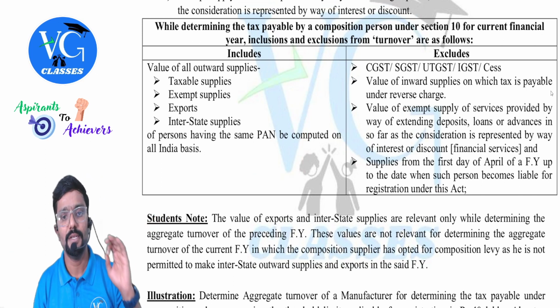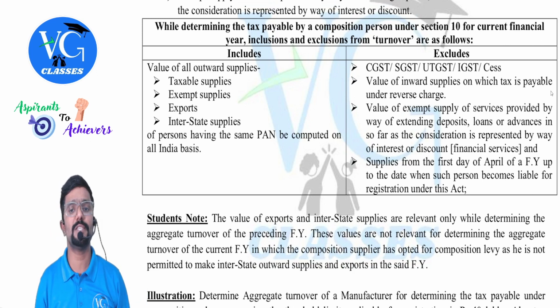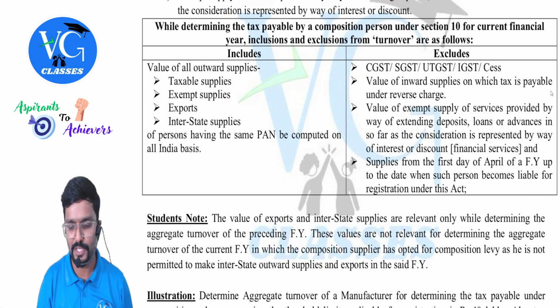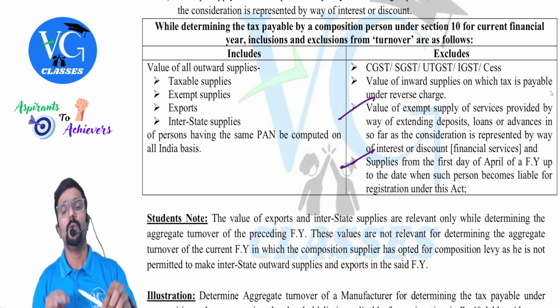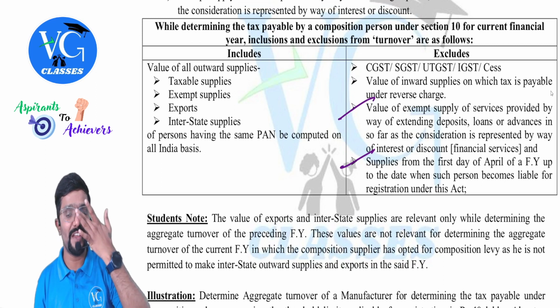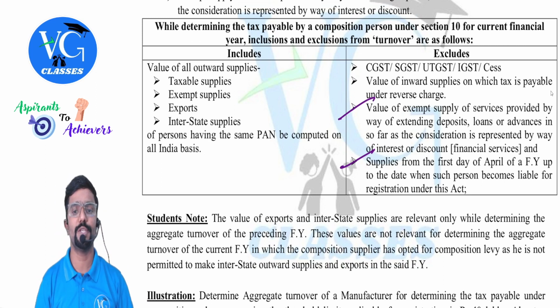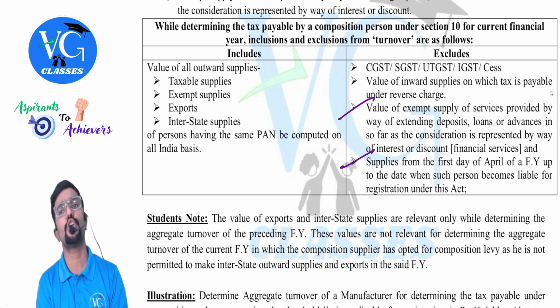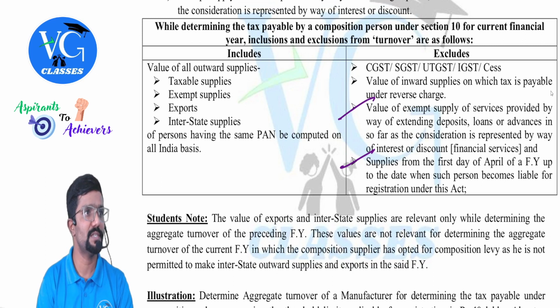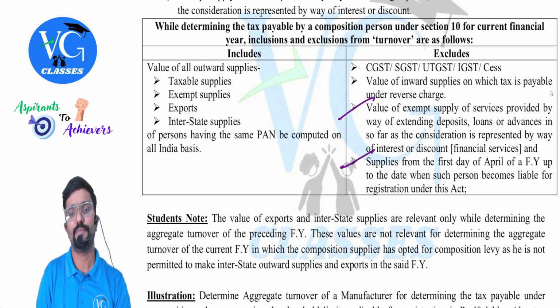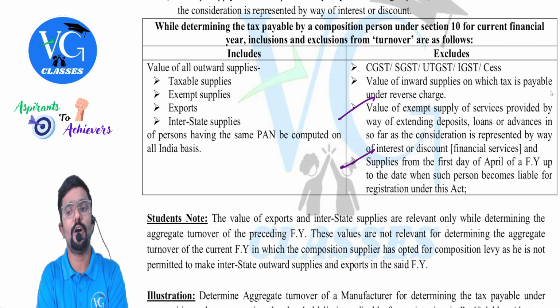Let me come to the exclude part. CGST, SGST, UTGST, IGST. Okay, same thing. Value of inward supplies on which tax is payable under reverse charge. Same thing. What is special? These two points. Value of exempt supply of services provided by way of extending deposits, loans or advances insofar as the consideration is represented by way of interest or discount. In short, I call it financial service tax. One more, which is a new thing here: supplies from the first day of April of the financial year up to the date when such person becomes liable for registration under this Act. Clear? That is the threshold limit for registration.